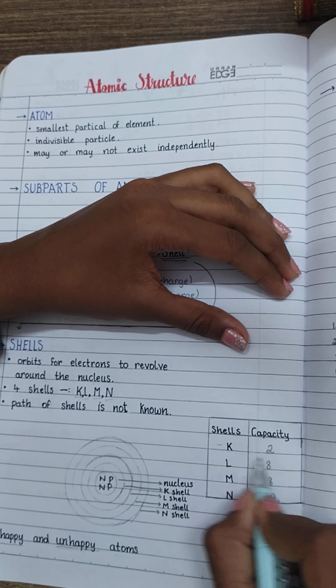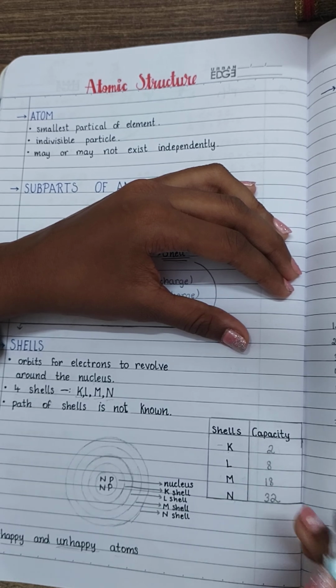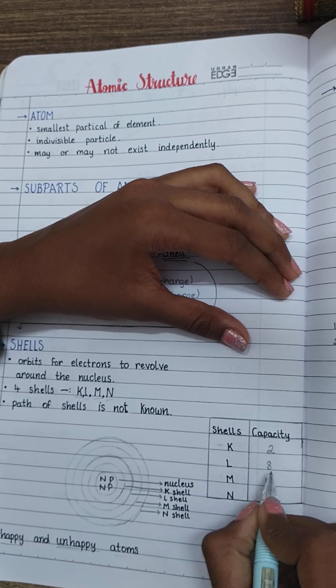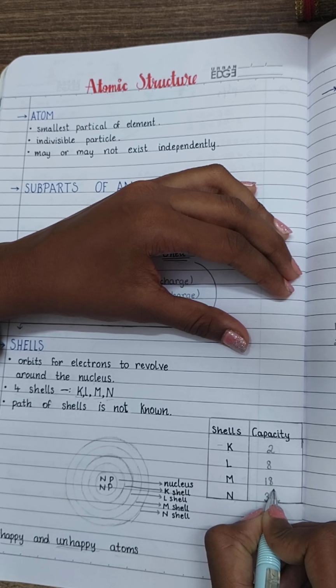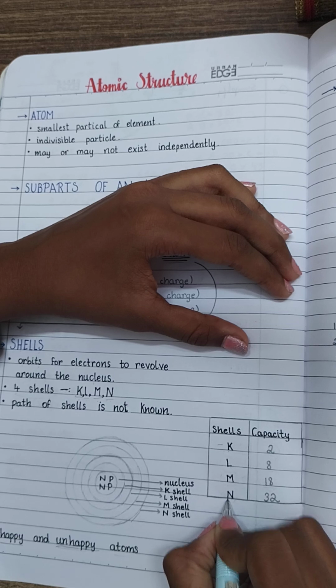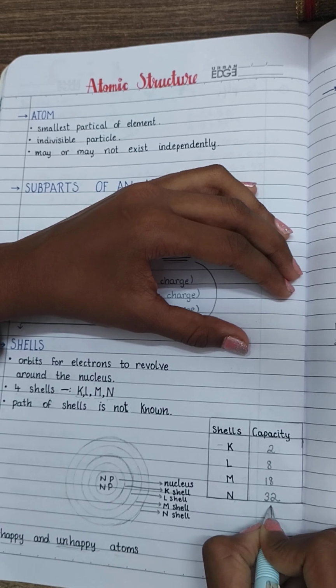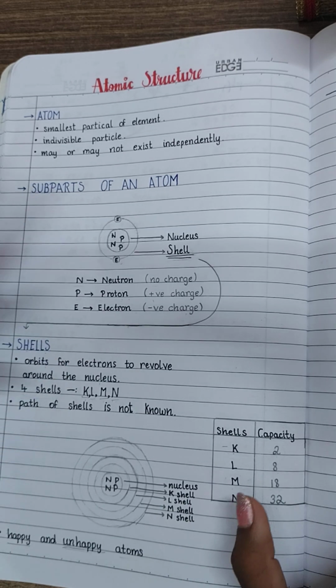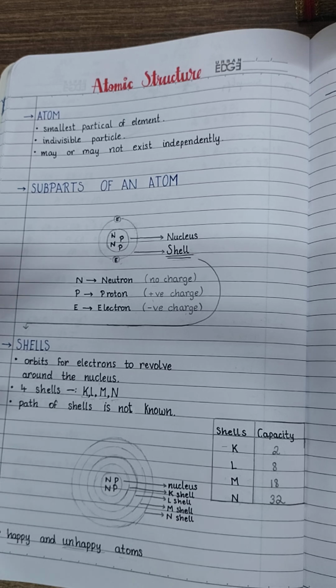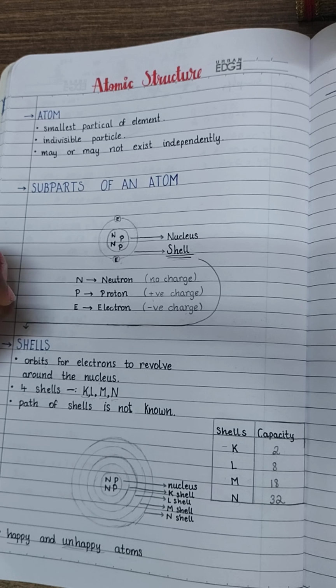The first shell K has a capacity of containing only 2 electrons. The second shell L has a capacity of containing only 8. M has a capacity of containing 18. N, the fourth shell, has a capacity of containing 32 electrons. Now, I would like to tell you another concept. In any case, in all atoms of any element, the last shell can only contain 8 electrons.